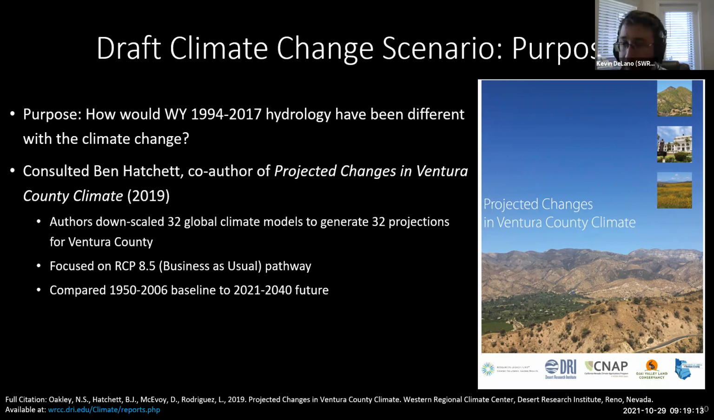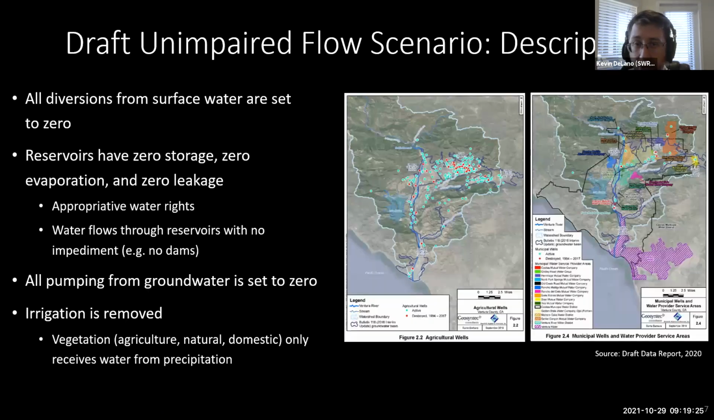Okay, I'm going to go back up because we got a question on unimpaired flow. For the unimpaired flow scenario, how are you supplanting the Lake Casitas urban water deliveries? With the unimpaired flow scenario, there is no human water use. So all diversions, all groundwater pumping is set to 0.